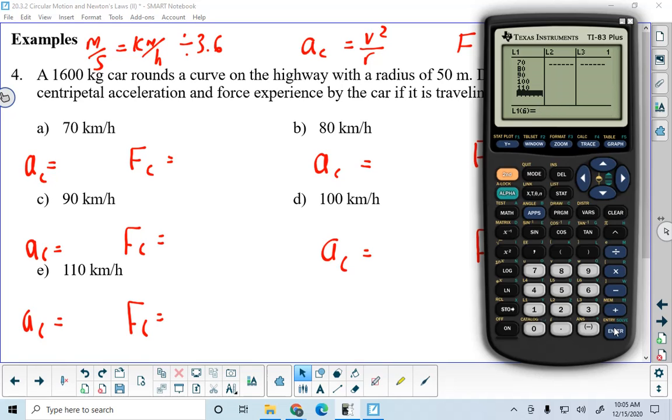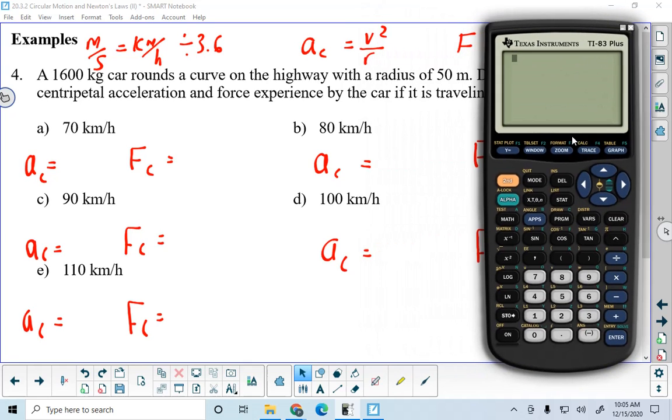Now we're going to quit out of there and go to the home screen. Now, what is it we need to do? Somebody type into chat what it is we need to do to the speeds given in the question before we start using the formulas. What will dividing by 3.6 do? So mathematically we need to divide by 3.6. Why are we doing that, Liam? Yeah, we need to use meters per second. Change it to meters per second.